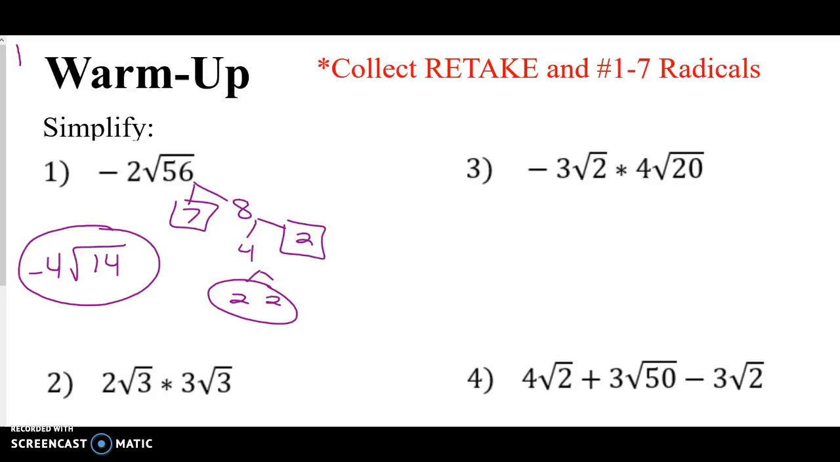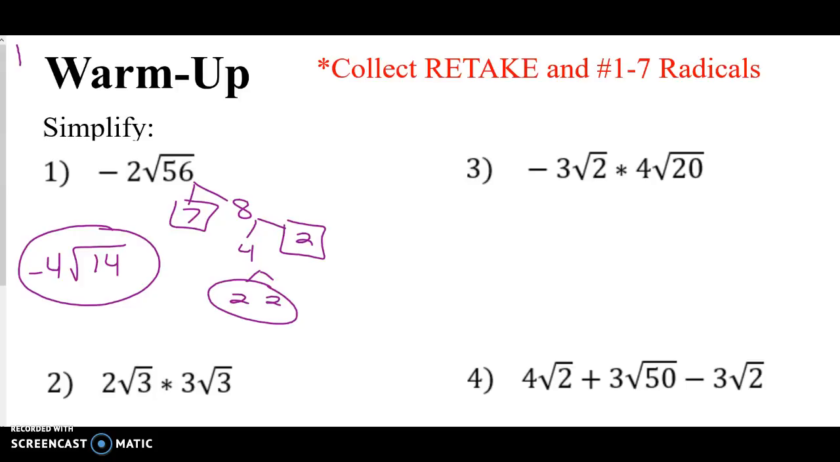Because there was a negative 2 in front, that is why we get negative 4. You just multiplied it: the 2 that comes out times the negative 2 that was already out. 2 times negative 2 is negative 4. If there was a negative 3 in front, you do 2 times negative 3, and we'd have a negative 6. Okay?